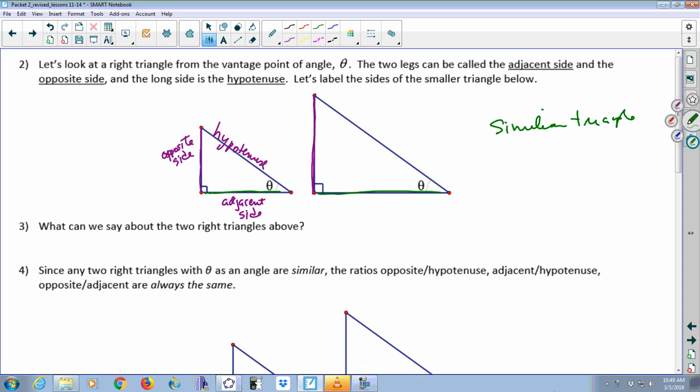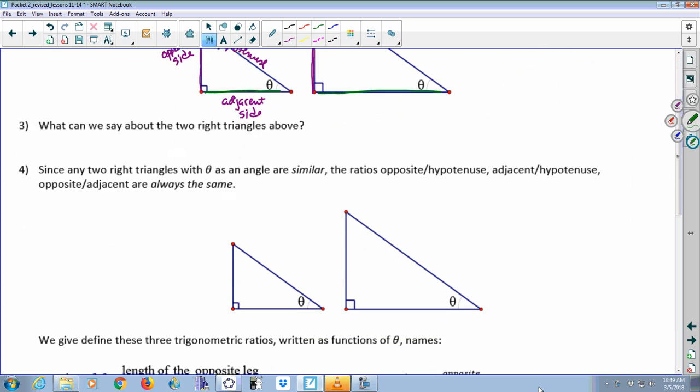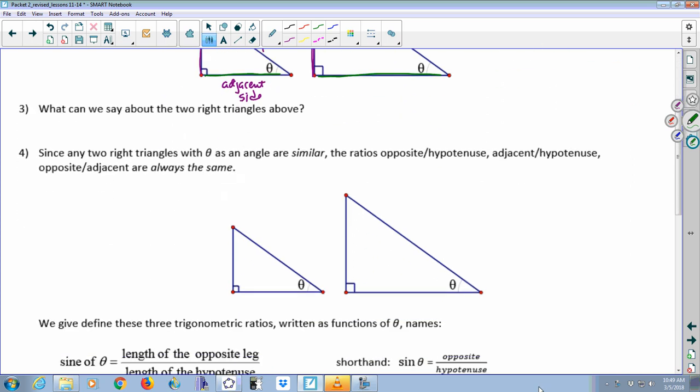All right, so we know that the adjacent side and the opposite side and the hypotenuse are all proportional. They all have the same ratio. So this really helps us because if we have two right triangles with theta as an angle that are similar, then we can pick any two sides and put them in a ratio together. They're always going to be equal to the same value.